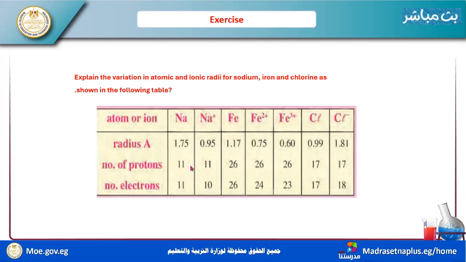We have number of protons 11, 26, 17. This number is stable, not changed. What is the change here? Number of electrons: 11, 10, 26, 24, 23, 17, 18. We can discuss this table to conclude the difference between the positive ionic radius, the negative ionic radius, and their atoms.